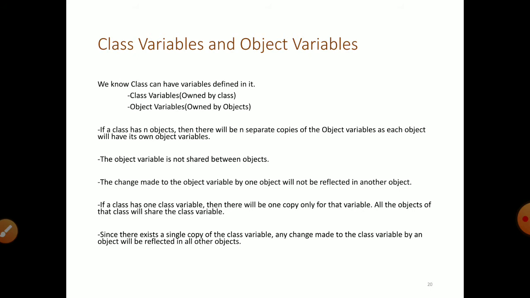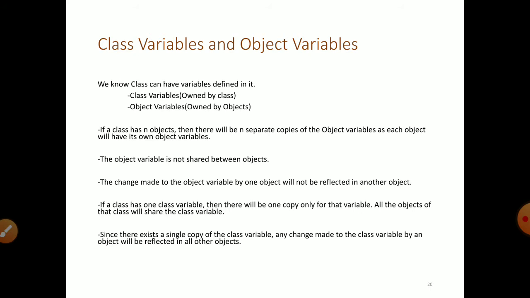It means if in my class I have created n objects, then there are n separate copies of the object variables, and each object will have its own object variable. The second feature: the object variable is not shared between the objects. So the object variable of a particular object we can't share with another object. Next, a change made to the object variable by one object will not be reflected in another object. It means if a particular object changes the value of its object variable, it will not be reflected in the object variable of another object.